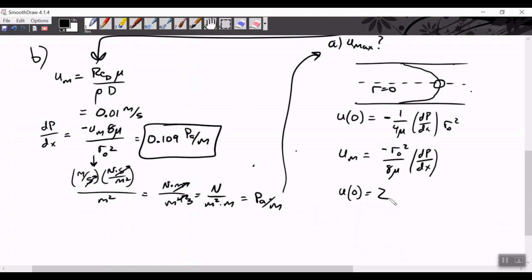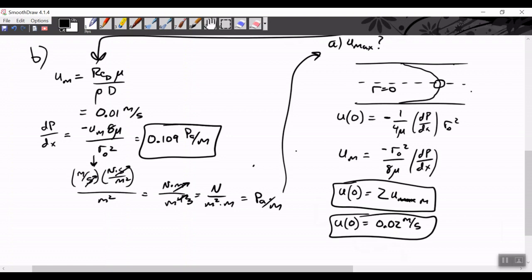So this is an interesting conclusion. For laminar flow, our max velocity, sorry, that's not max, that would be mean, is just equal to double the mean velocity. That's true for any laminar flow. So plugging in our specific numbers, we get 0.02 meters per second. Okay, that's the problem. Thank you for watching.